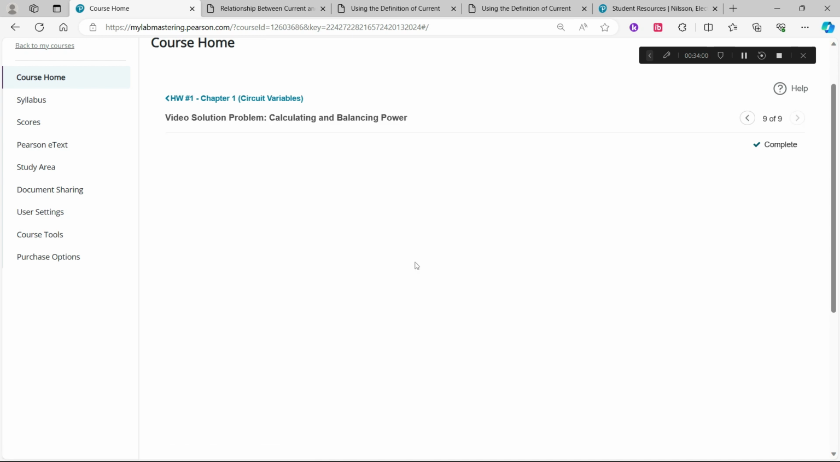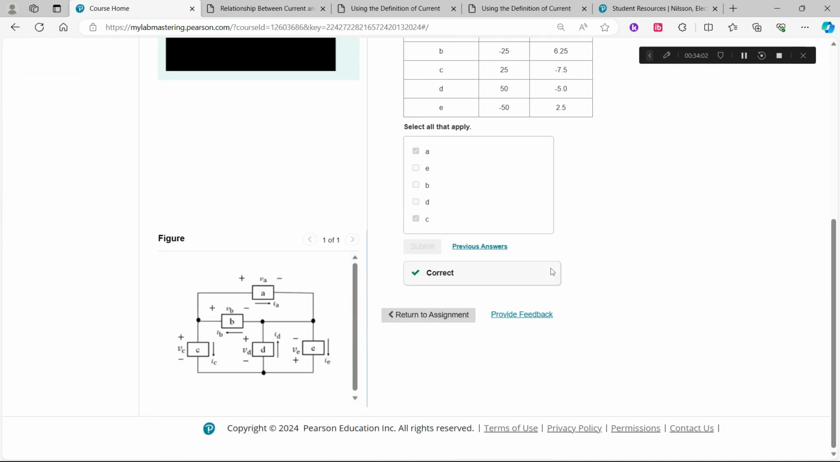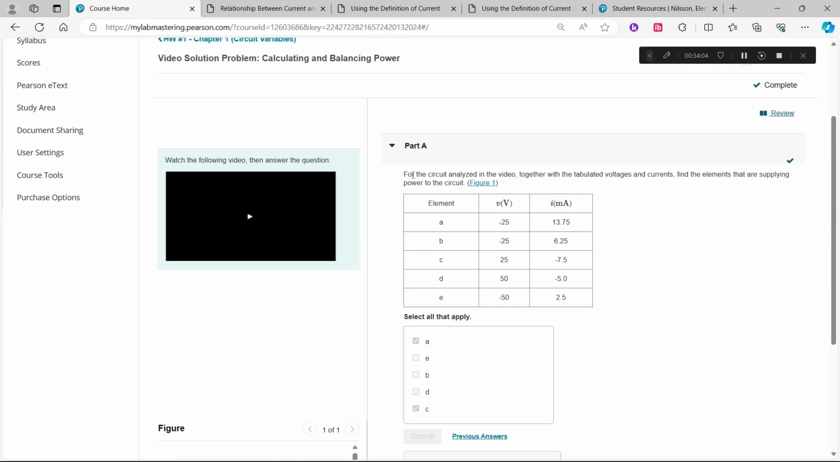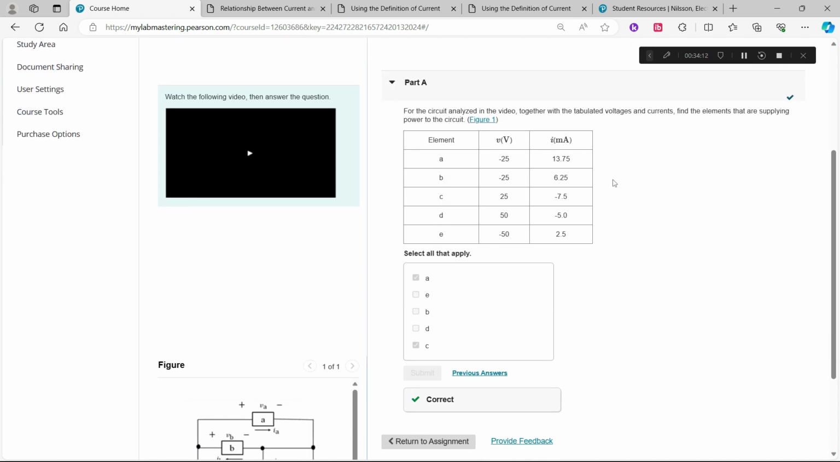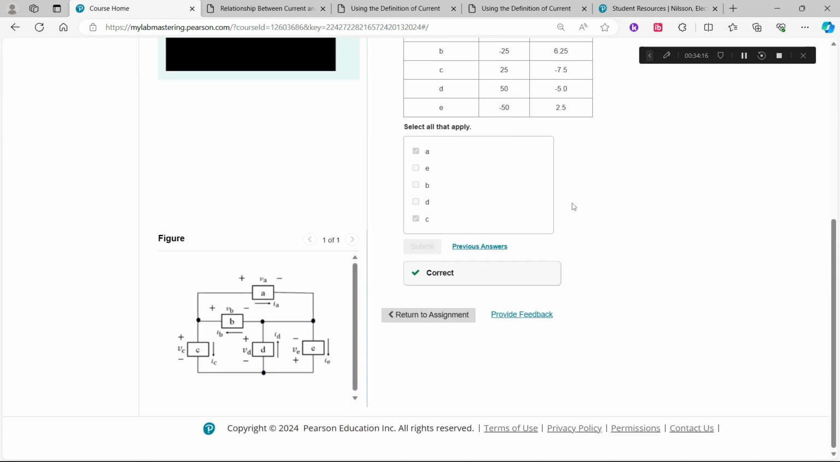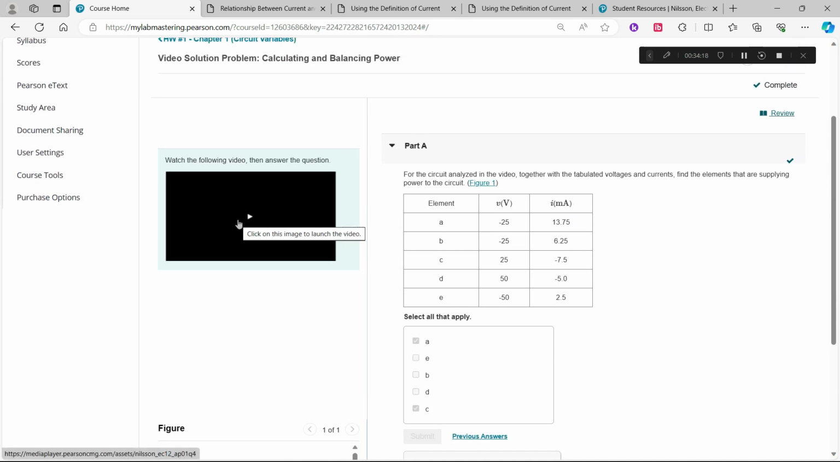Next one. This one's pretty easy. For the circuit analyzed in the video, together with the tabulated voltage, find the elements that are supplying power to the circuit. So A and C, right? A and C are the ones supplying. Why? Well, let's go to the video.